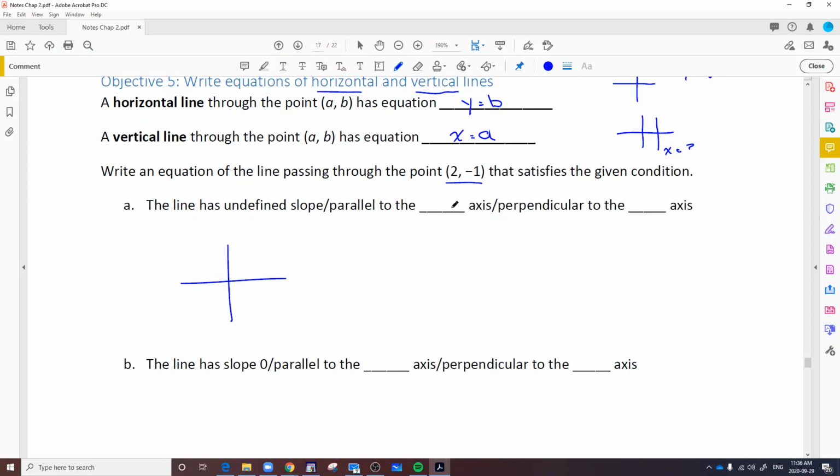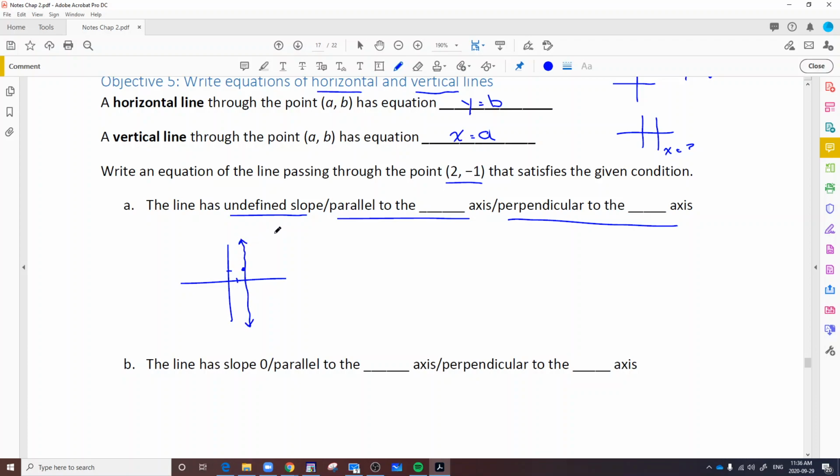Okay. So whenever I see these ones where I know that it's going to have an undefined slope, or it's parallel, or it's perpendicular, the first thing I'm going to do is draw my point. And you could do that with every question if you want to draw them. But this is my point, (2, -1). And then the condition, it says that it has an undefined slope. That would make it a vertical line.